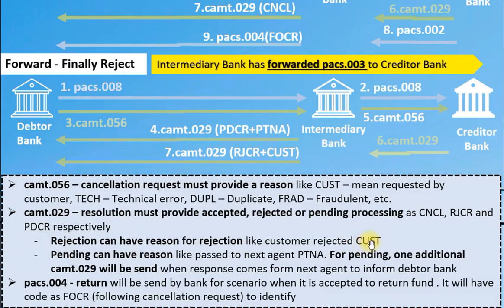Rejection normally has a reason why I am rejecting it. Pending also has a reason: I have forwarded to the next party and I am waiting for a reply. Any additional camt.029 can happen in that pending case as well. pacs.004 is the same return message, but it normally has FOCR to indicate that it is because of the cancellation request. So that is where we conclude the request for cancellation for ISO 20022.